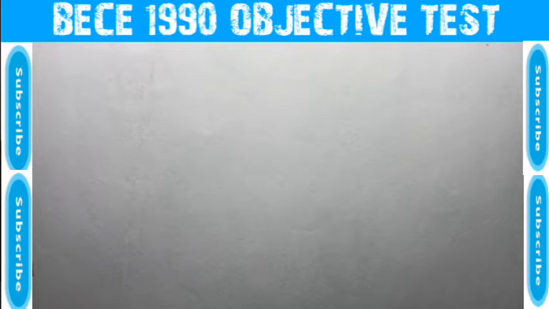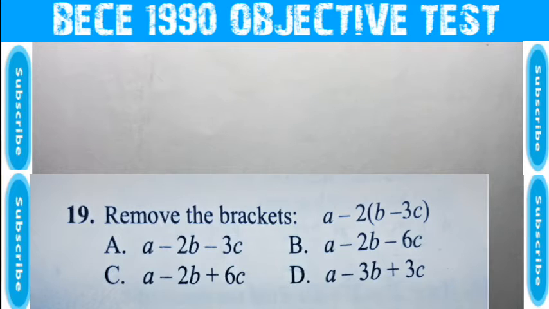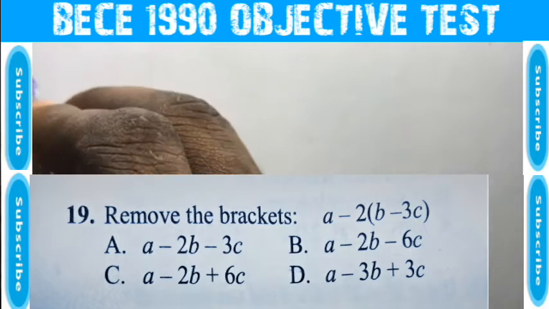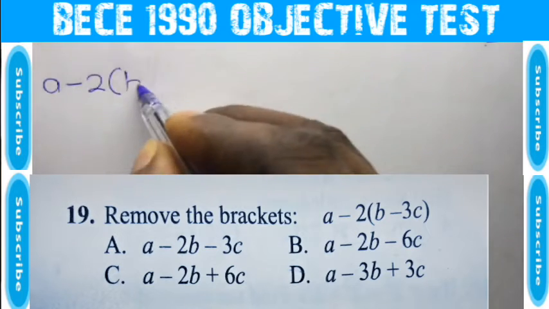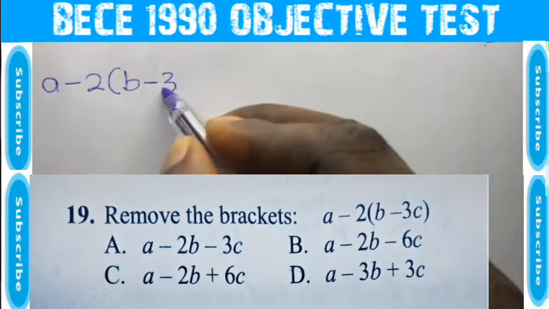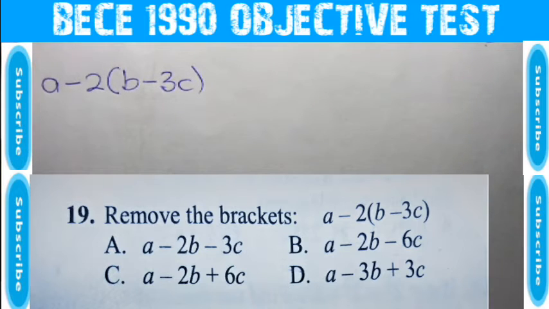We are moving on to look at question 19. Question 19 demands that we remove the brackets. So this is the question displayed on the screen. Let me write the question down. So this is the question that we have, and the question demands that we remove the bracket. So we have -2 multiplying everything in this bracket.